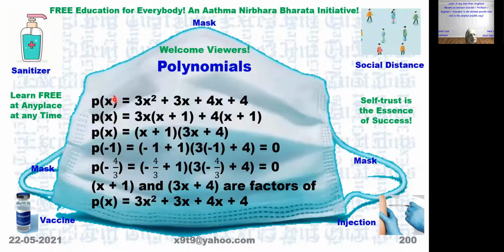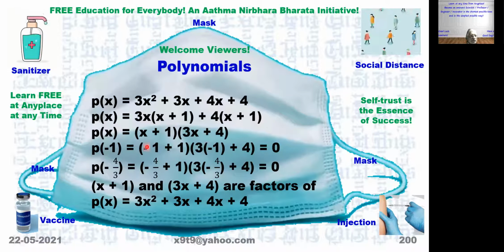So P(x) can be written as 3x square. Instead of 7x, we will write 3x plus 4x plus 4. Now P(x) is equal to, you can take 3x as a common factor between the first two terms, giving 3x into (x plus 1), plus here take 4 as the common factor between the last two terms, that will also give (x plus 1). So we can write it as (x plus 1) into (3x plus 4). We can write it here as two factors.